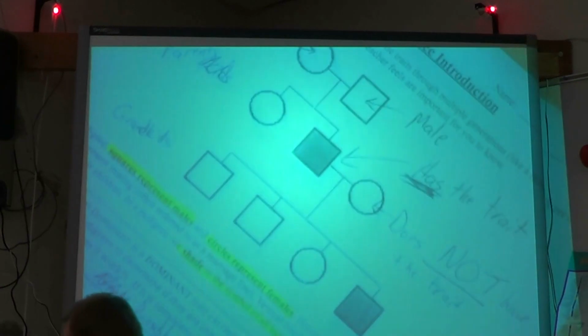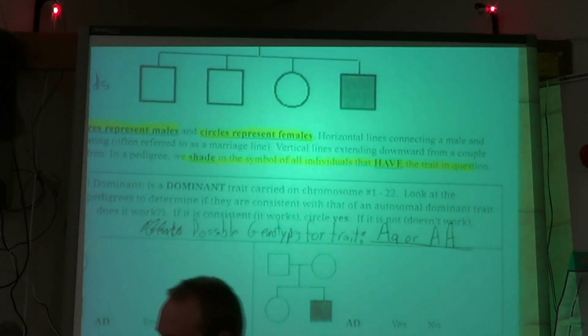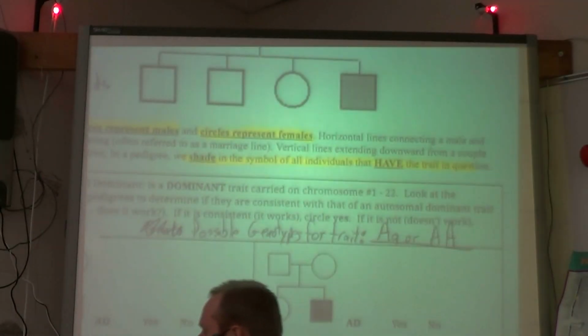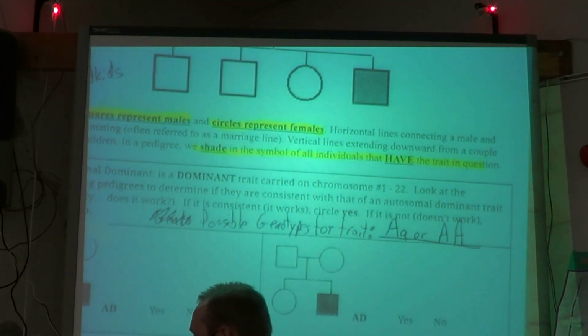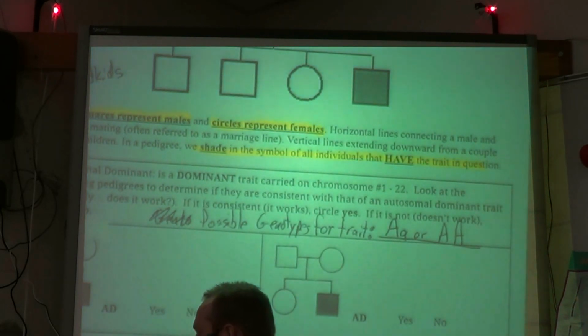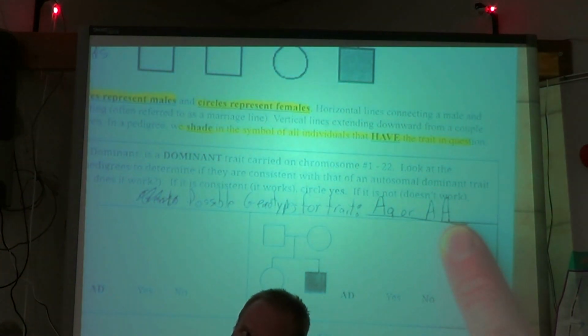Oops, hang on a second. Sorry, let's start over. Pretend I just didn't say that. I was wrong. All possible genotypes for a dominant trait have to be either big A, little a, or big A, big A. So if they're shaded, they have to be either big A, little a, or big A, big A.